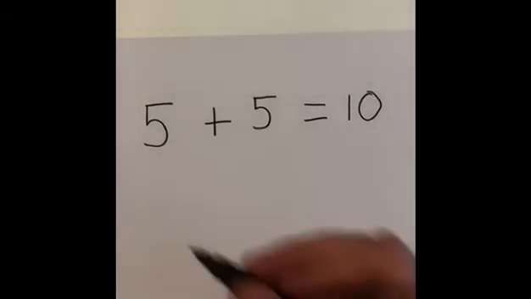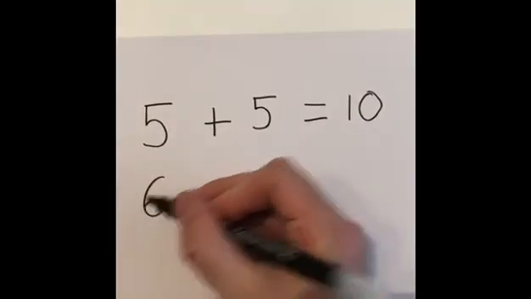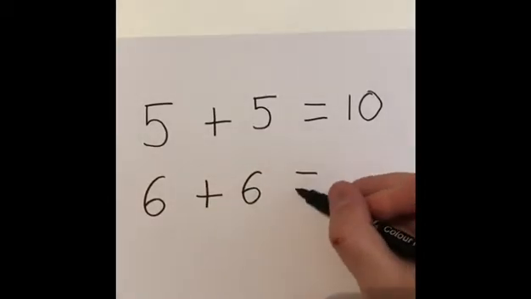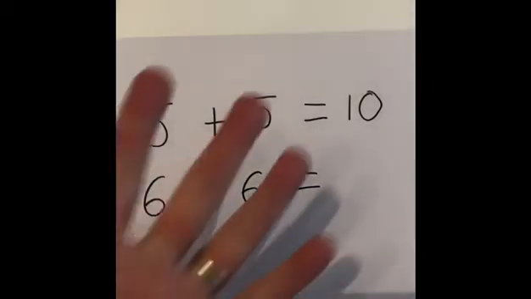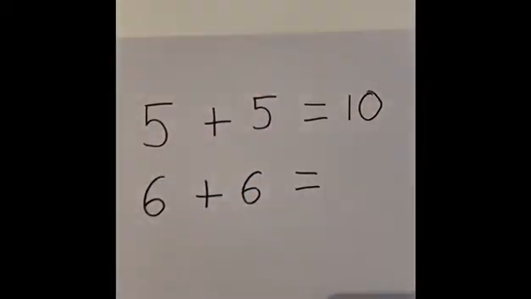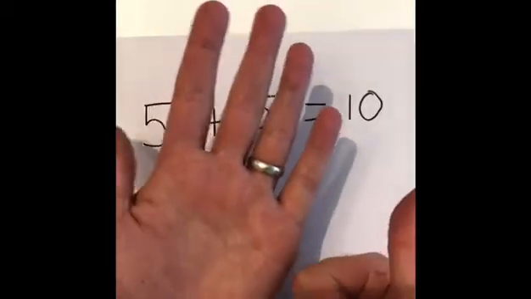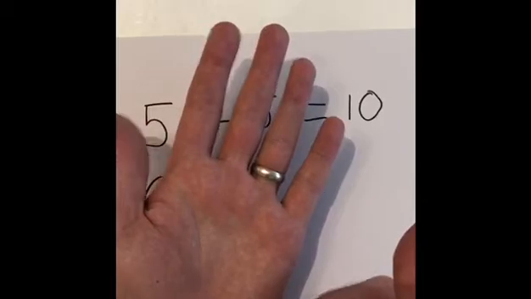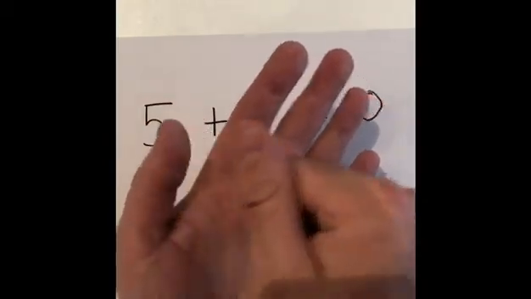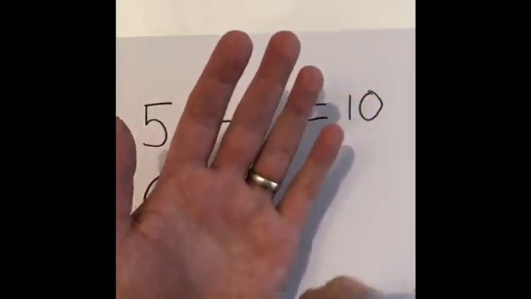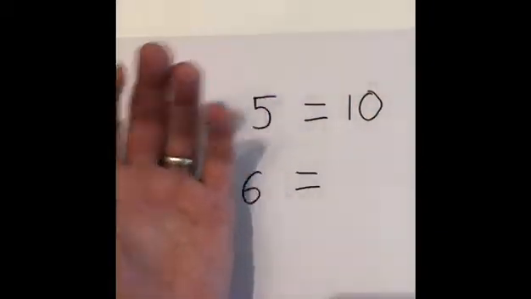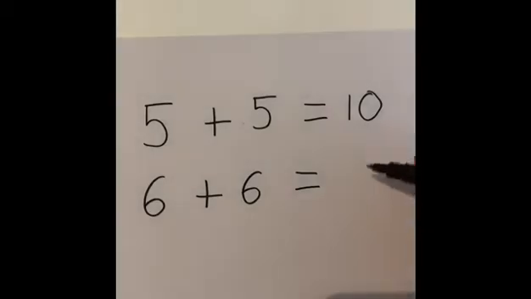This next one's a bit trickier, but you can still use your fingers to solve it. The next one is double 6. So 6 plus 6 equals. Now, you don't have enough fingers on one hand, so you're going to need both hands to solve this. Now, I want you to hold up 6 fingers because what we're going to do is count them twice because that way we're doing double 6. So 1, 2, 3, 4, 5, 6, 7, 8, 9, 10, 11, 12. Our answer is 12.